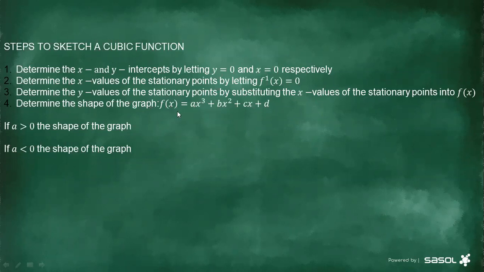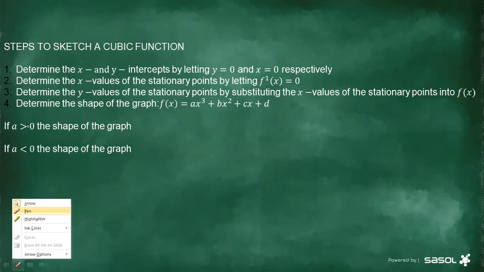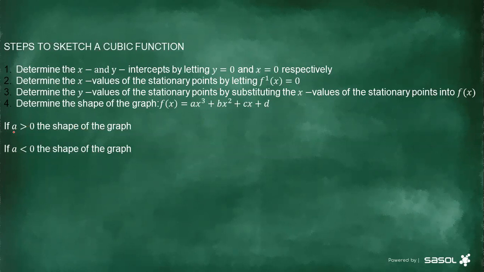when it's given f of x equals ax cubed plus bx squared plus cx plus d. Now, how will you know the shape of the graph? We can see that the first one says if a is greater than 0, meaning if the coefficient of x cubed is positive, then what is the shape of the graph? This is going to be the shape of the graph of a cubic.